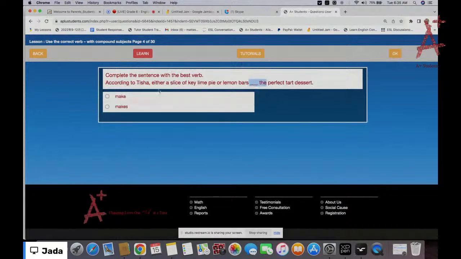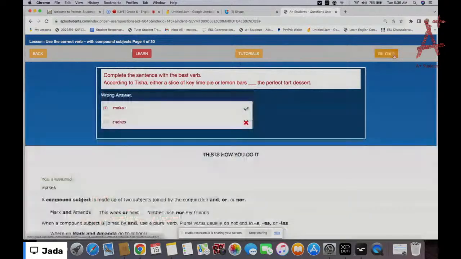According to Tisha, a slice of key lime pie or lemon bars is the perfect party dessert. So make or mix. Okay, let's click on mix. All right, so you see that the answer is wrong.